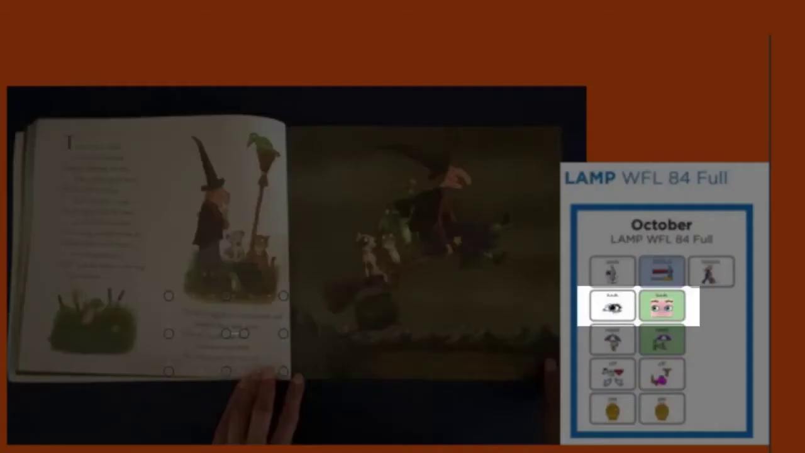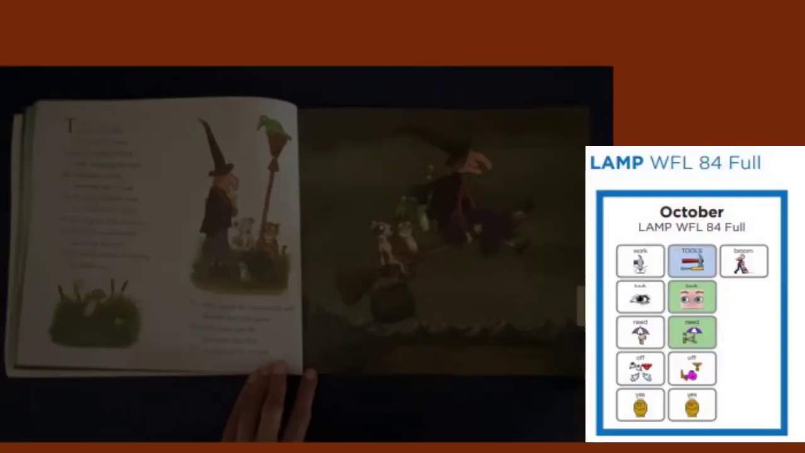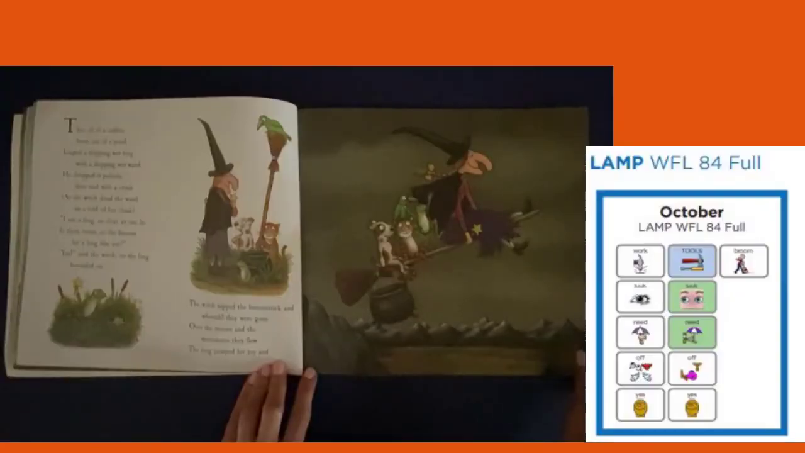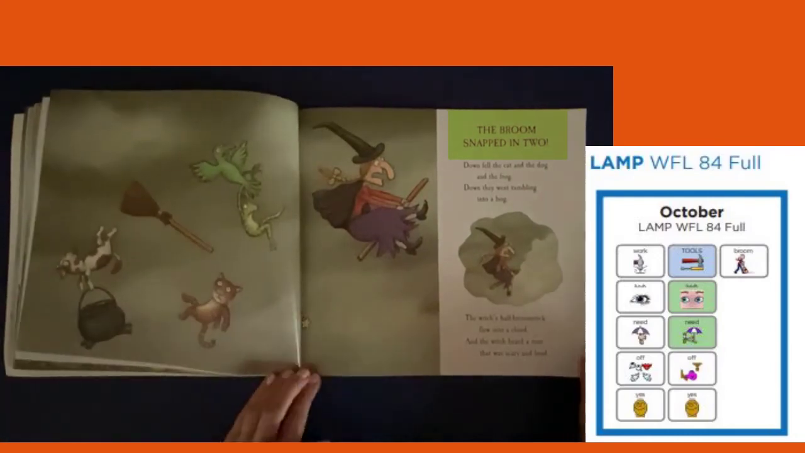Oh, look, I wonder what's going to happen. And the broom snapped in two.